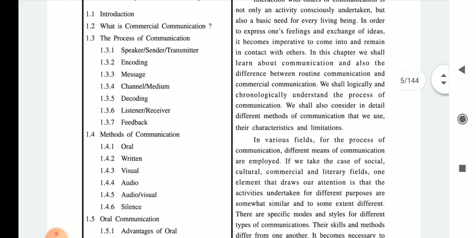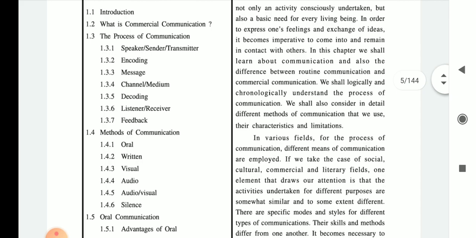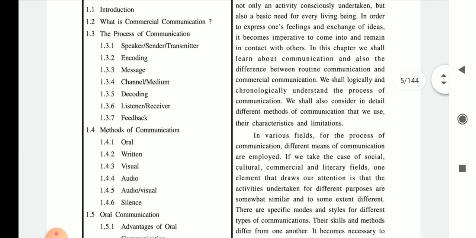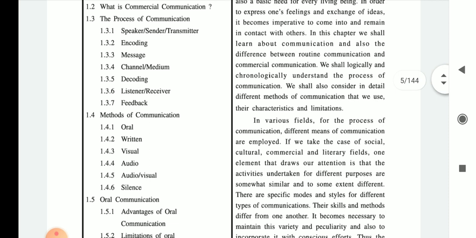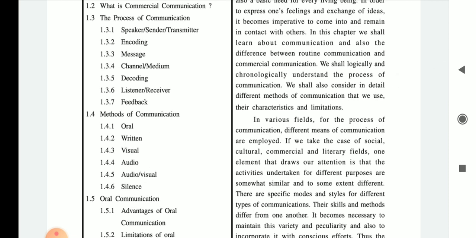In this chapter we shall learn about communication and also the difference between routine communication and commercial communication. See, the main concept given in this chapter is the difference between commercial communication as well as routine communication.